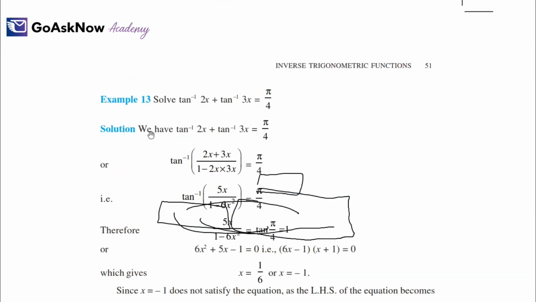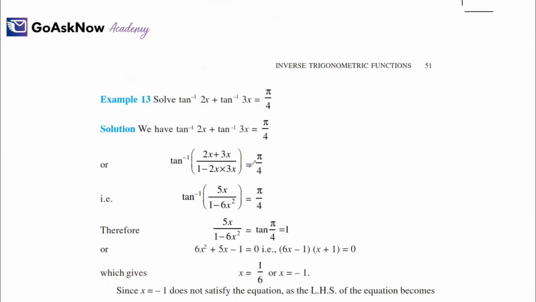So let's solve example 13, and then we will end this discussion and see the exercise in the next class, because due to some time constraints we will end today's lesson with this example question. So yes, let's see this. We are given: solve tan inverse 2x plus tan inverse 3x equal to pi by 4.